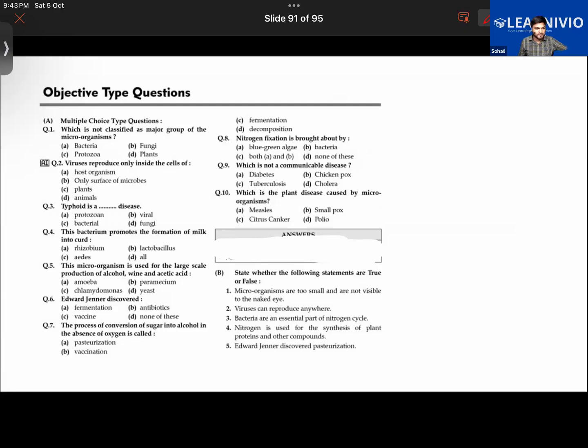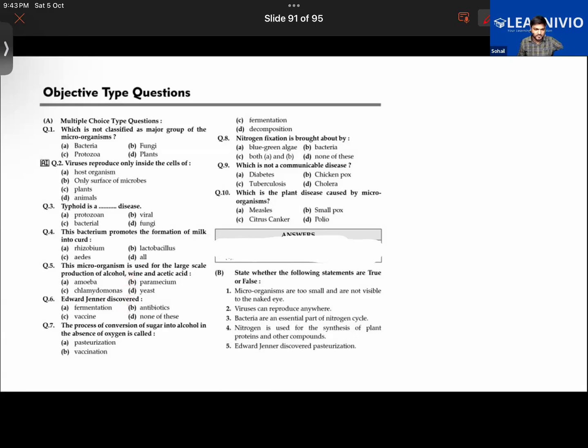Next. Typhoid is a bacterial disease, caused by Salmonella typhi. It's a waterborne disease basically, but can be spread via contaminated food also. Next. The bacterium that promotes the formation of milk into curd: Lactobacillus. Next. Yeast.